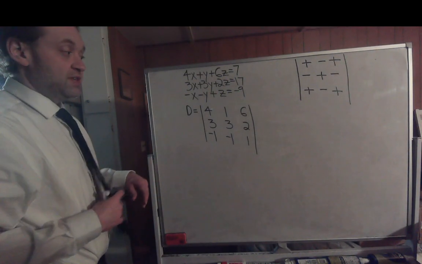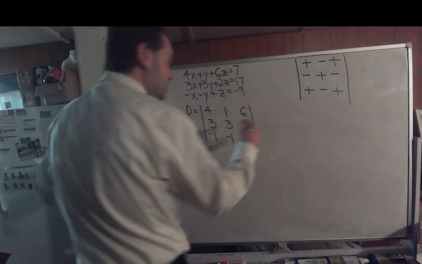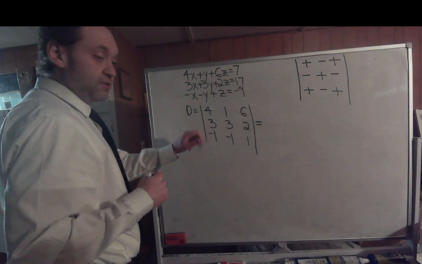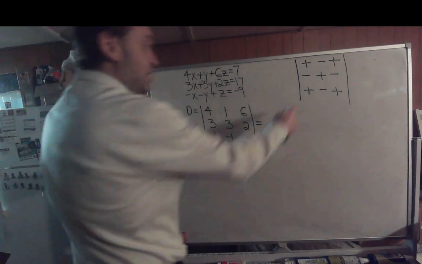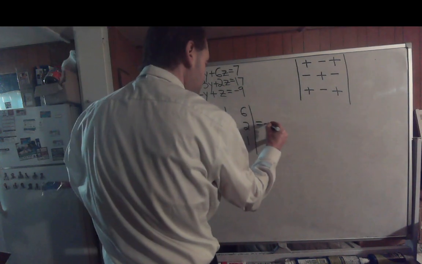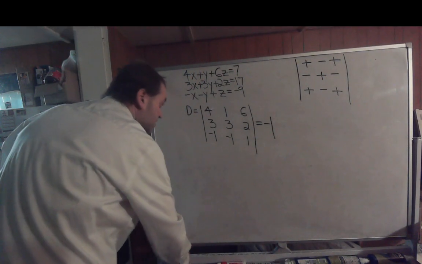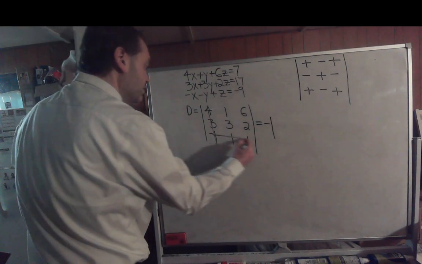In this case we're going to work with the third row since all the entries are 1. The first entry of the third row is negative 1. According to my coefficient matrix, I need to take positive of negative 1, so that would just be negative of whatever the resulting determinant is. The resulting determinant is when I strike out the first column in the third row.